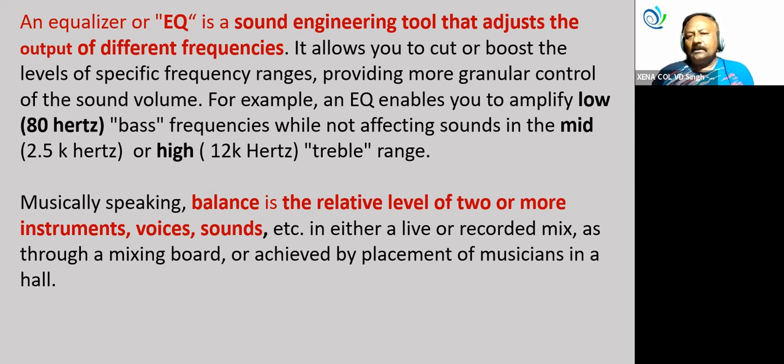So musically speaking, balance is the relative level of two or more instruments or voices or different types of sounds in either a live or recorded mix. In a mixing board or mixer, it is achieved by the placement of musicians in a hall. When you are recording, you have connected various microphones to your mixer, and there is a physical presence of various artists in the studio or in the hall. Somebody is holding a mandolin, somebody is holding a small bongo, another is holding a guitar, and they all have microphones in front of them.